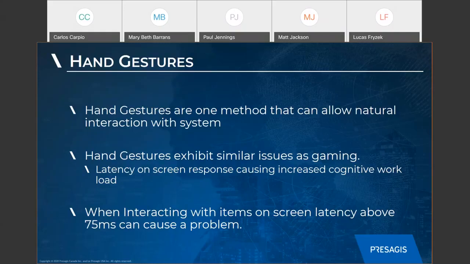How do you interact with that? You're looking for this kind of feedback and hand movements. You don't necessarily have the same sort of controls. Now, hand gestures exhibit similar issues to online gaming and video gaming.